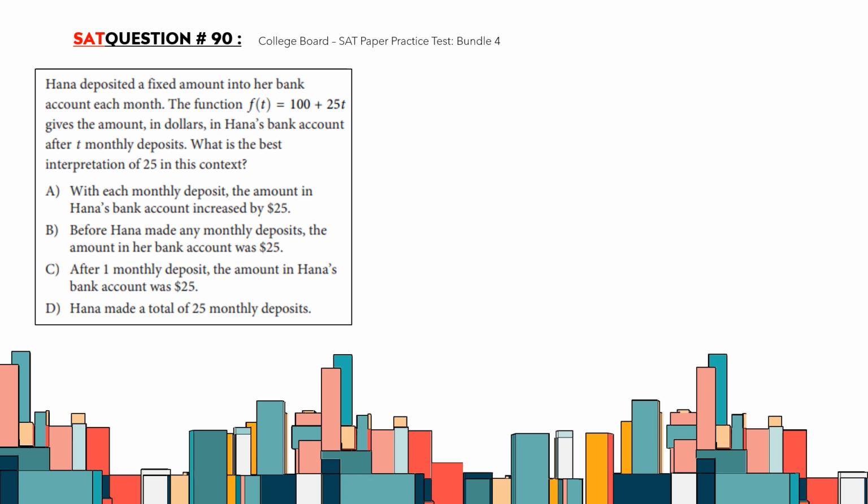So for this question, we should list out a chart. Let's say we have t here and then f of t here is 100 plus 25t. So if t is 0, f of t equals 100. How did we get that? Let me break it down. Here is 100 plus 25 times 0. 25 times 0 is 0.